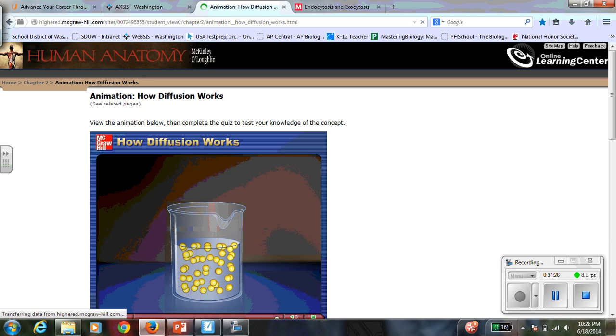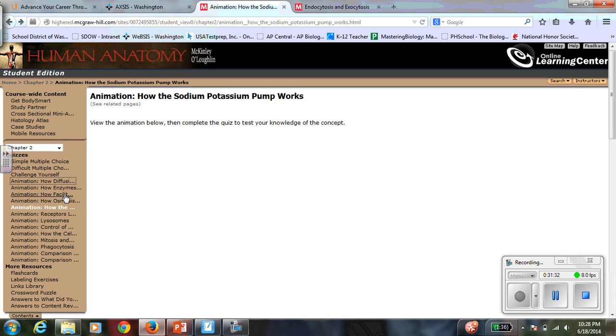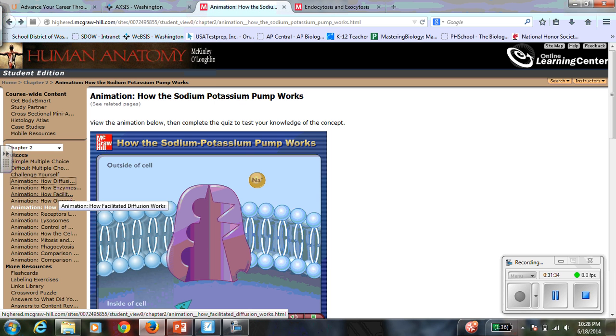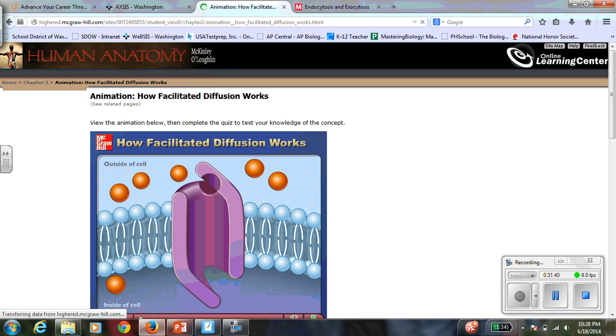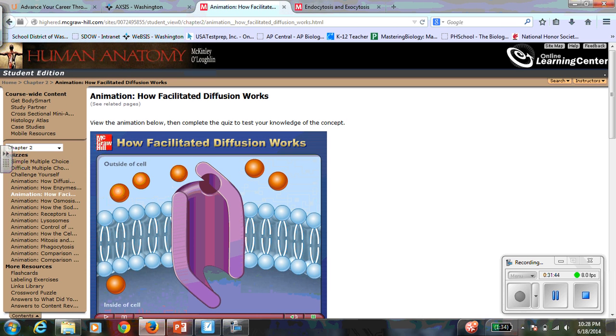You're going to watch that video and take notes on that animation. And then you're also going to do facilitated diffusion, and you're going to take notes on that one as well. There are several little animations here that you want to take notes on to see how those different things actually work. And that should go at the end of your notes to turn in.